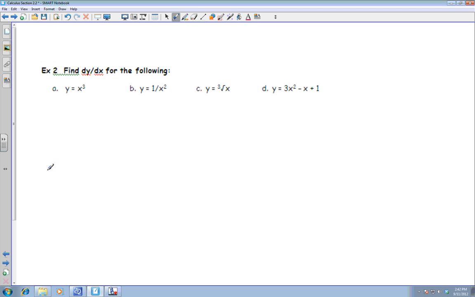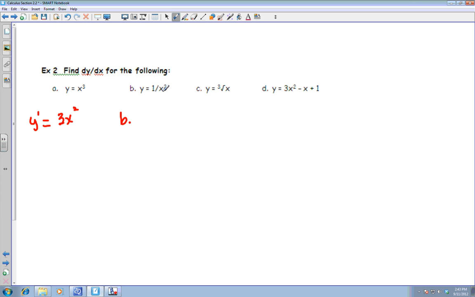Example 2, find dy dx for the following. So now we're getting into our power rule. So part A, I want to find the derivative of x cubed. The power rule says bring down your exponent in front, 3x, and then I just subtract 1 from my exponent, 3x squared. And that's my answer. Remember what derivative stands for. We're finding the rate of change or the slope of the tangent line to this equation. Okay, look at part B.